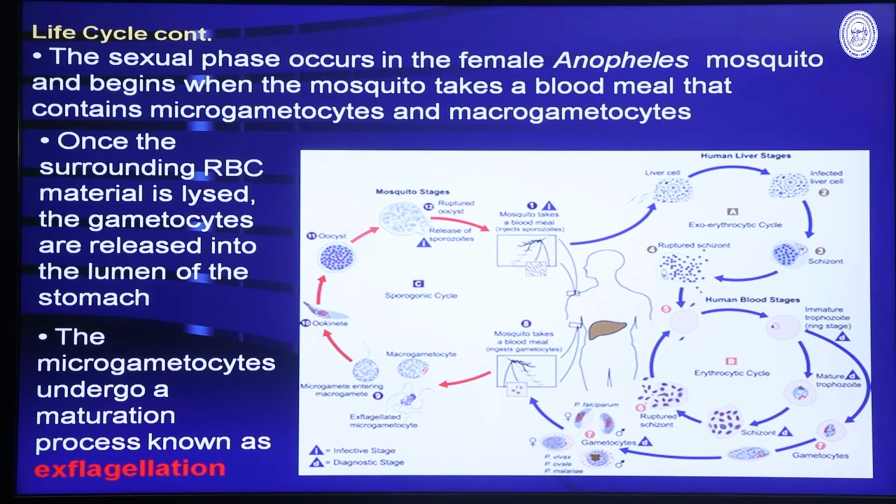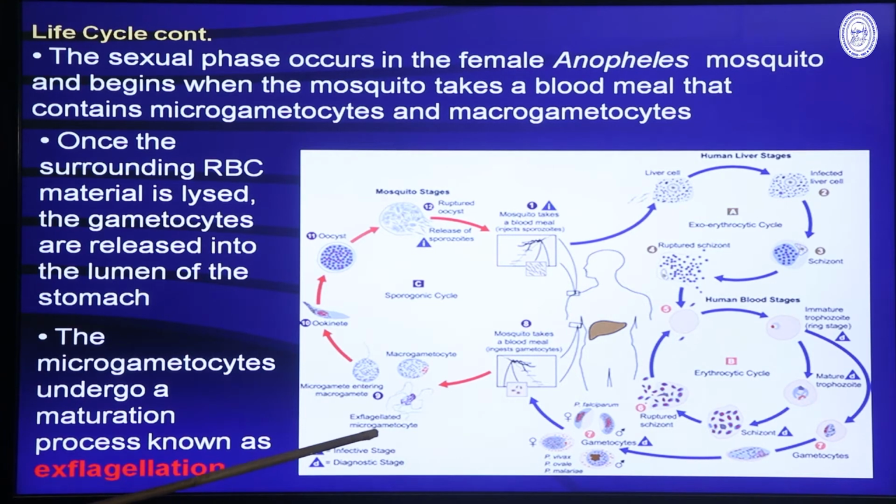Now, in the mosquito body, what happens here? The sexual phase actually occurs. When the blood meal is taken by the mosquito, it takes both the macrogametes and the microgametes within it. Now, these macrogametes and microgametes undergo a maturation process that is called exflagellation.